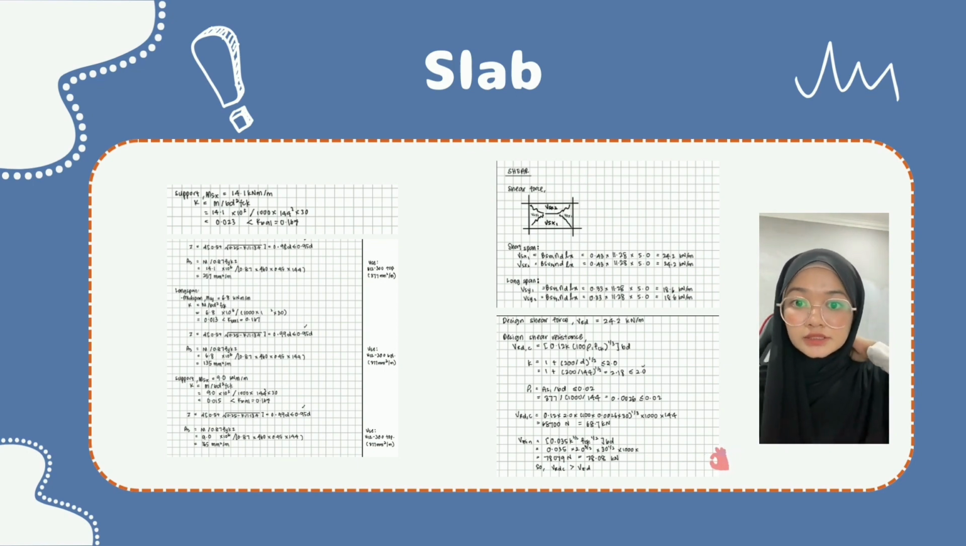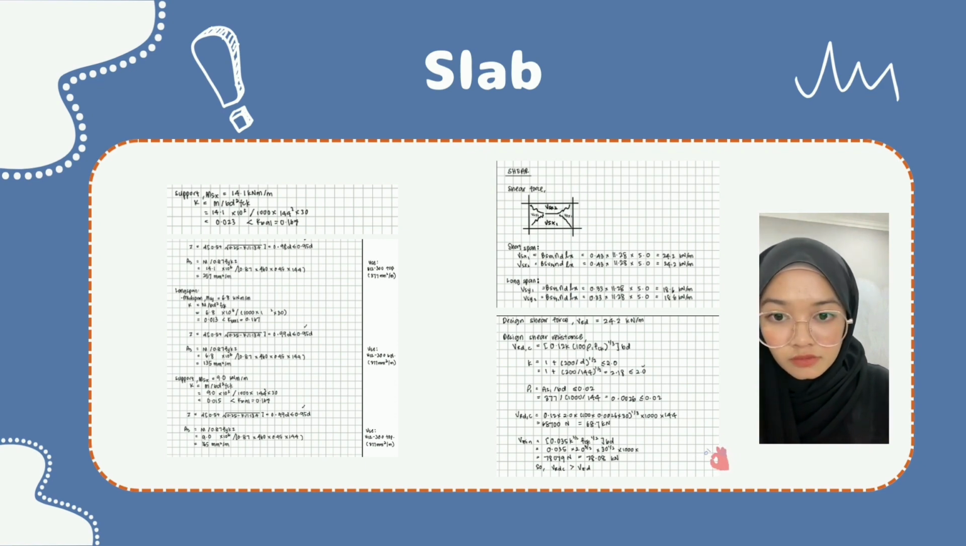Then design shear resistance. First I calculate VRDC. Before I get the VRDC, I need to search the K and rho 1. For the K, I got 2.818, but it is above 2.0, so I need to use 2.0. Then I got the rho 1, 0.0026, and then I can get the VRDC. I put the values into the formula, and I get 68.7 kilonewton. So for the Vmin, I get 78.08 kilonewton. So VRDC is bigger than VED. So it's okay.